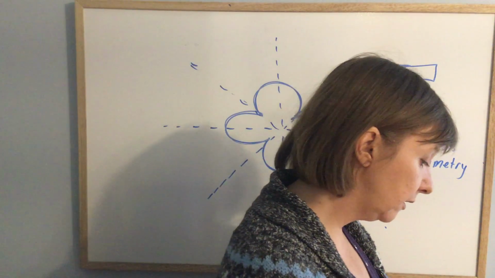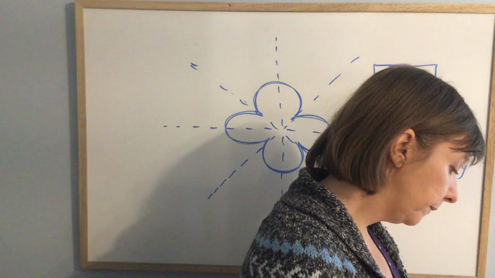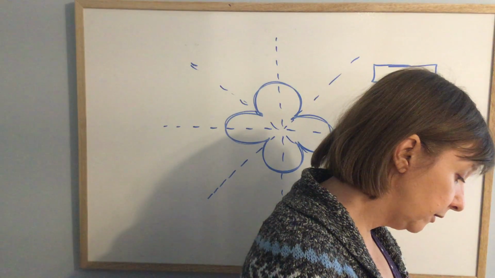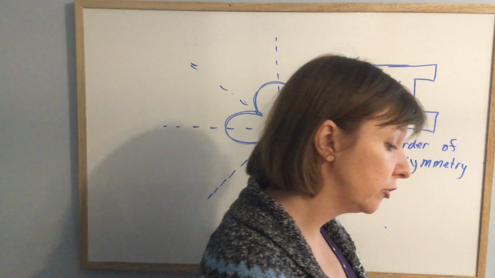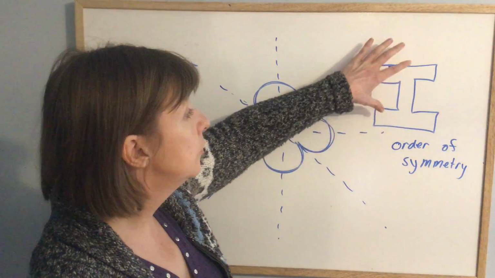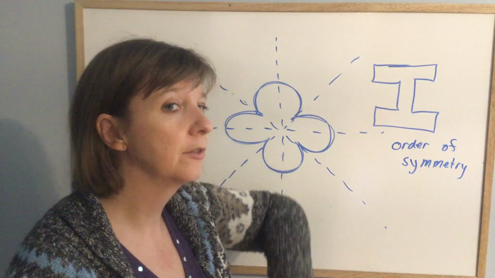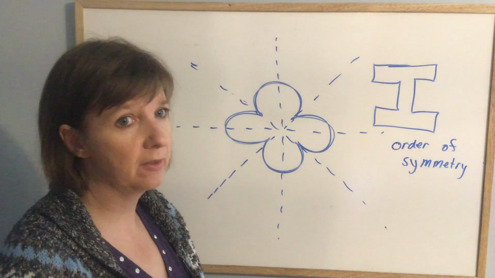So this has a turn symmetry of 2, because there are 2 ways to look at this where I can't tell the difference. That's what turn symmetry is.